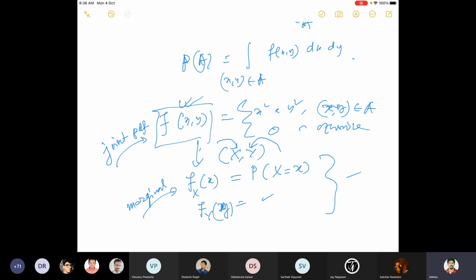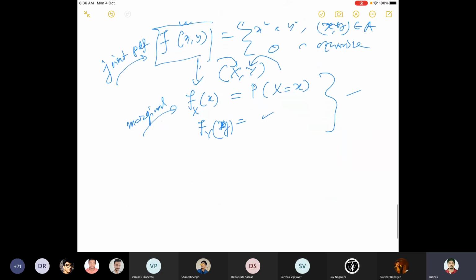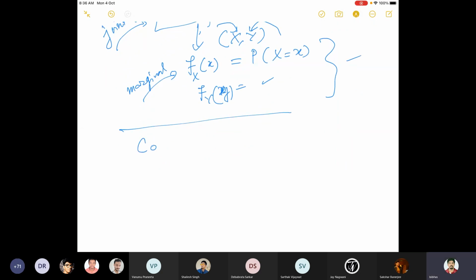Now today we'll start talking about what is called the conditional distribution. This is where we'll start today. Conditional distribution. Let us just recall, this is the motivation for the conditional distribution.